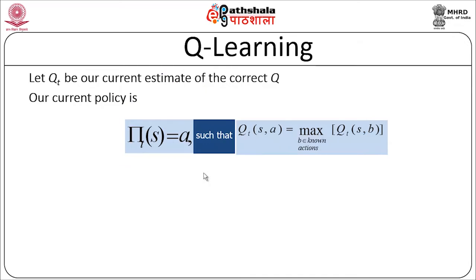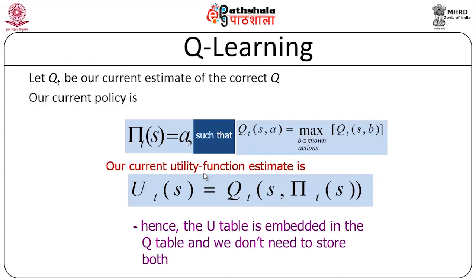So, let Qt be a current estimate of the correct Q. Our current policy is pi t of S such that you are always going to choose the action which will maximize the Qt of S, b, where b ranges over the known actions. So, our current utility estimate will be in this way. Remember, utility is always only associated with the state and not with the action. So, Ut of S is equal to Qt of S comma pi t of S.